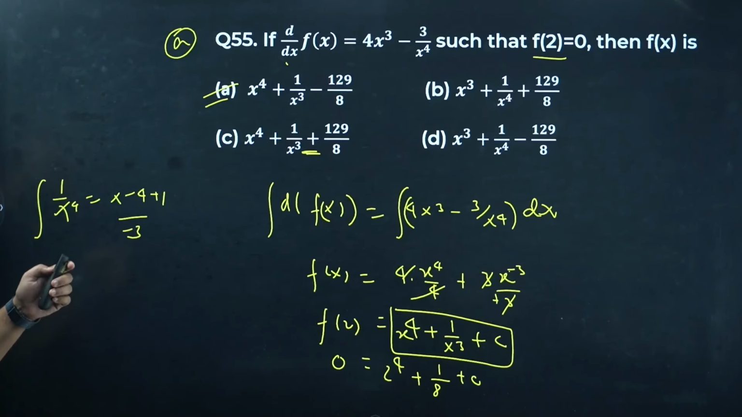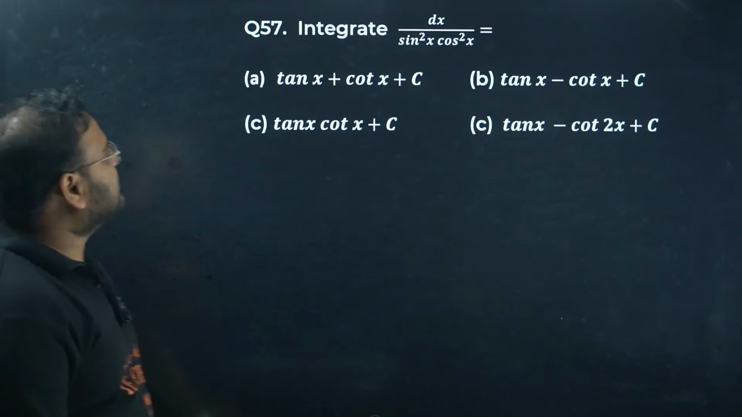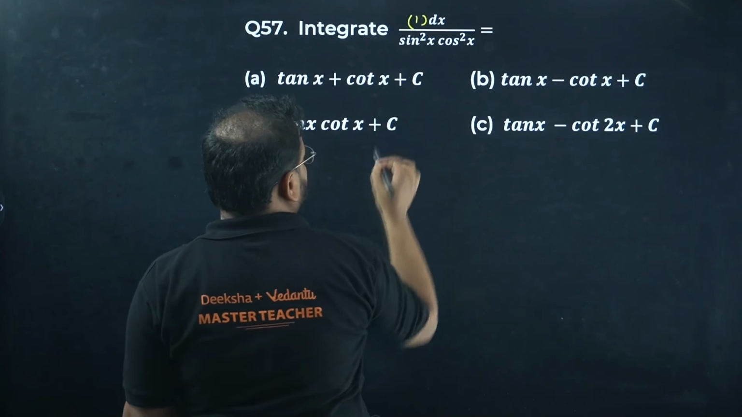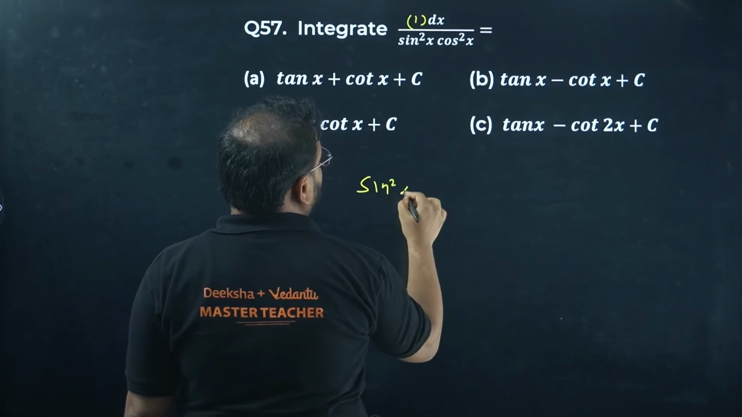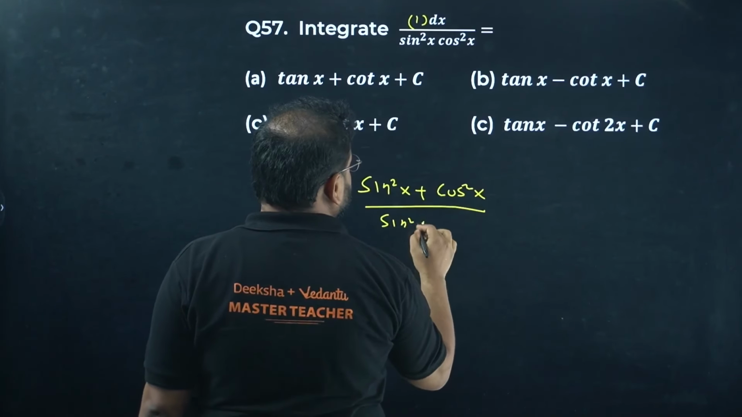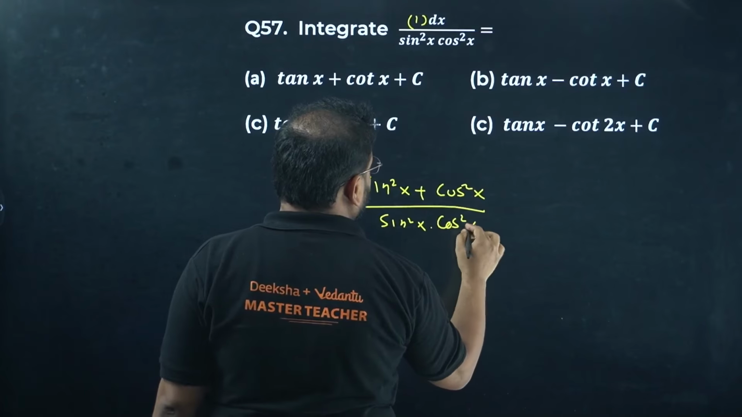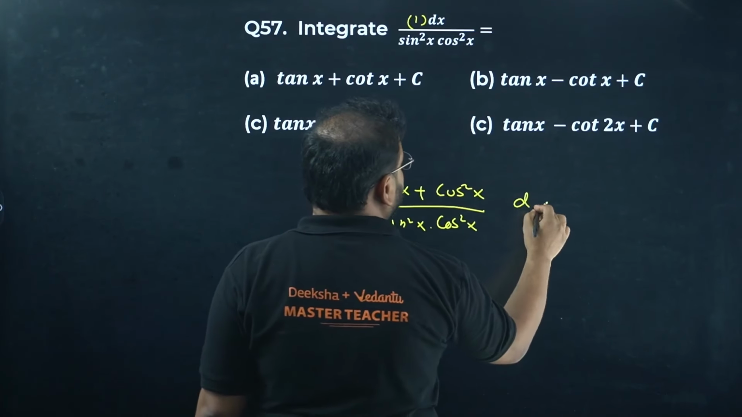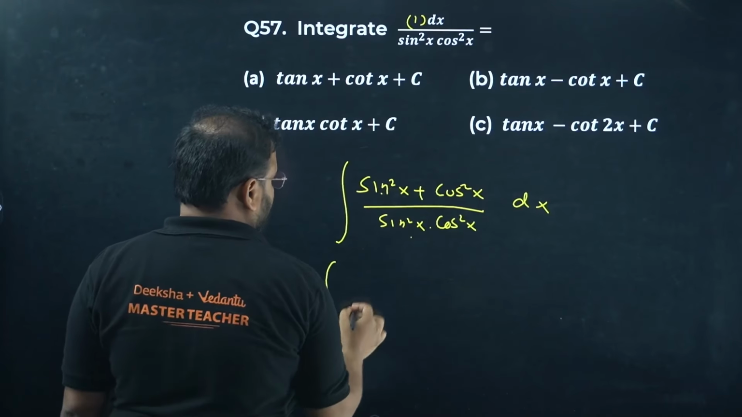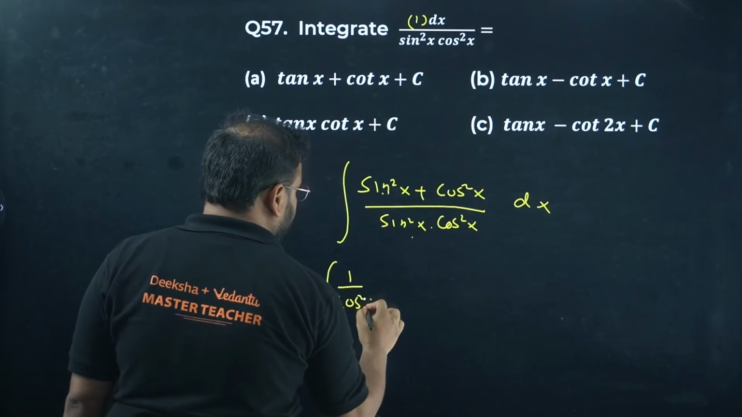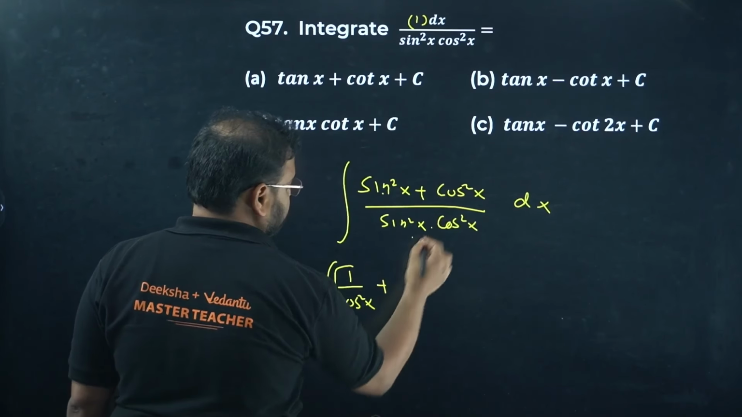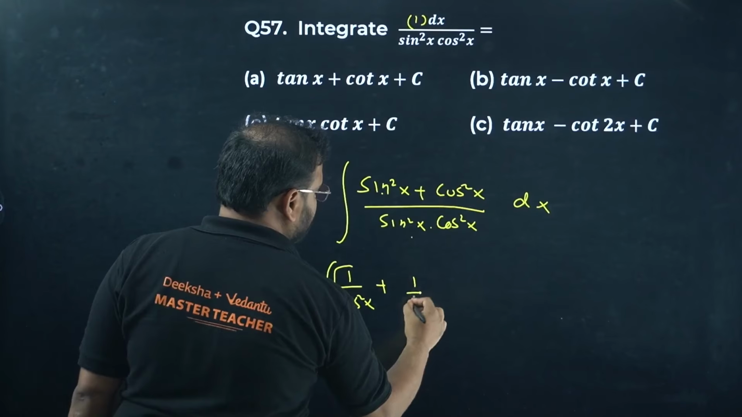Cool. Next one, 57. Integrate this function. How are you going to solve it? You have nothing, means you have 1. So write this as sine square of x plus cos square of x upon sine square x into cos square x. Integrate with dx. Separate these two with a plus sign. You'll get sine square by sine square, so cancel. You'll have 1 by cos square plus over here you'll have what? You'll get cos square cancel. You'll have 1 by sine square.